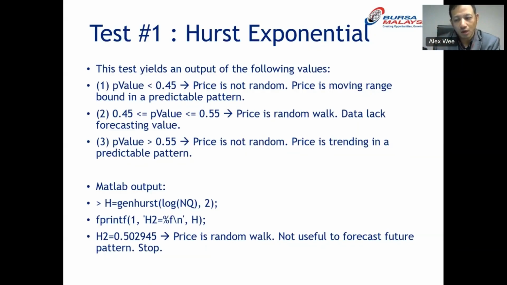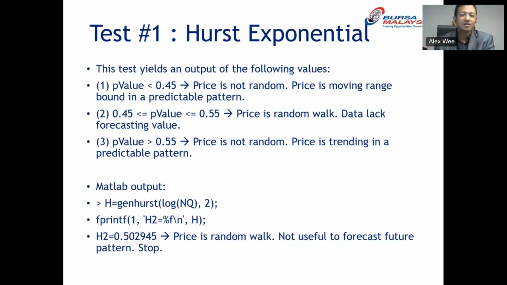Take out the regression strategy. Take out the VAR strategy. It's a trendy market, so take out the turtle strategy. That strategy will work. So which strategy works depends on whether the market is ranging, trendy, or neither trendy nor ranging. That means it is random. When the market is random, do not trade.